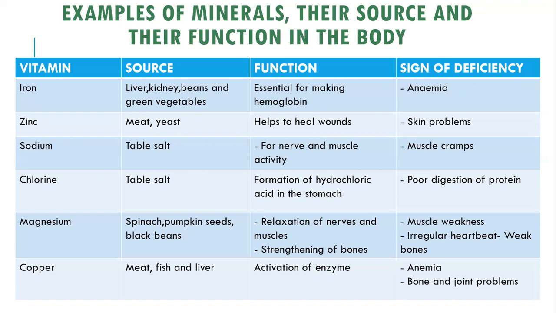The other mineral is copper. The sources are meat, fish, and liver. The function is activation of enzymes, and the signs of deficiency include anemia and bone and joint problems. So these are the other examples of minerals, their sources, functions, and signs of deficiency.